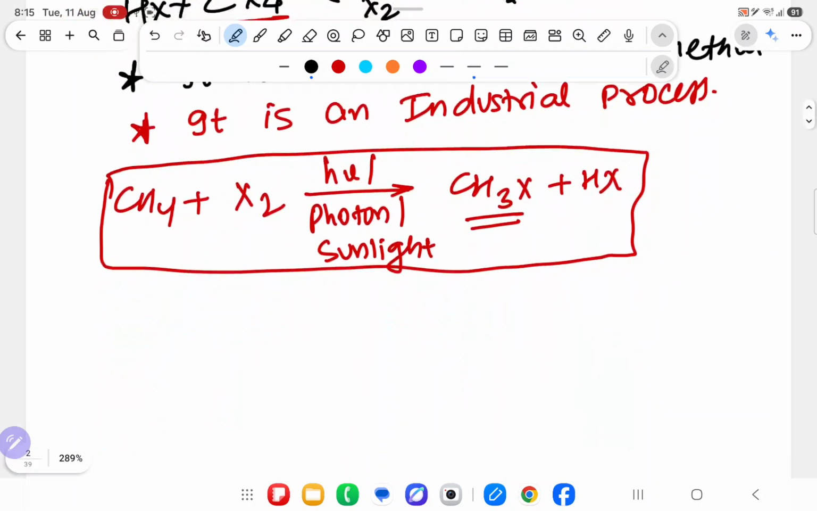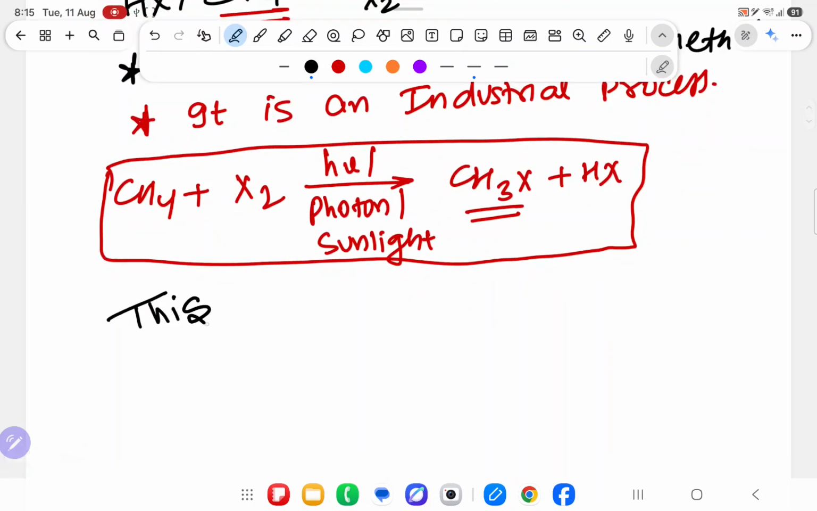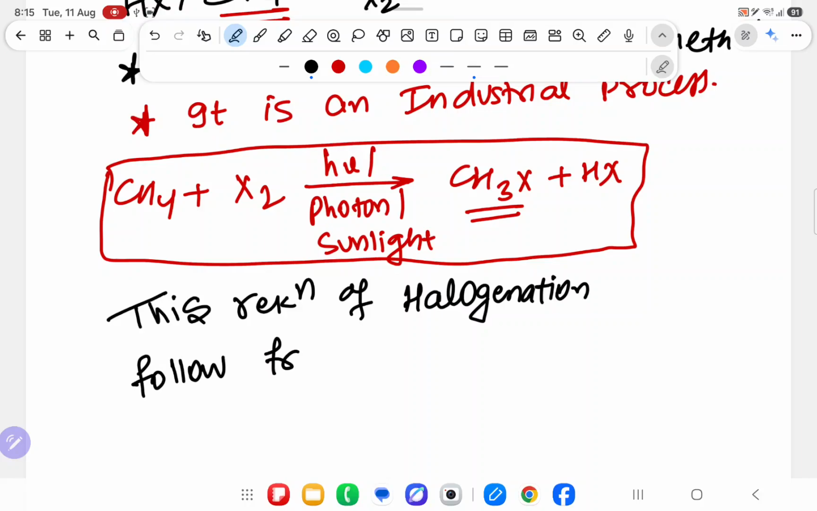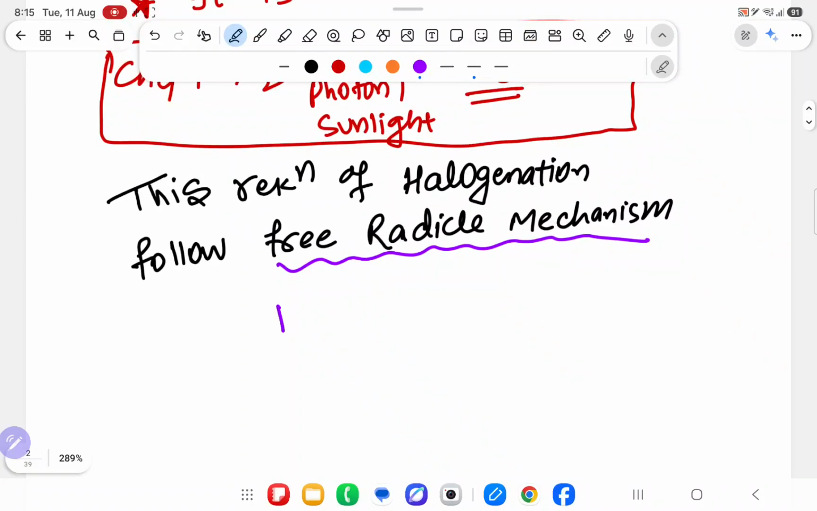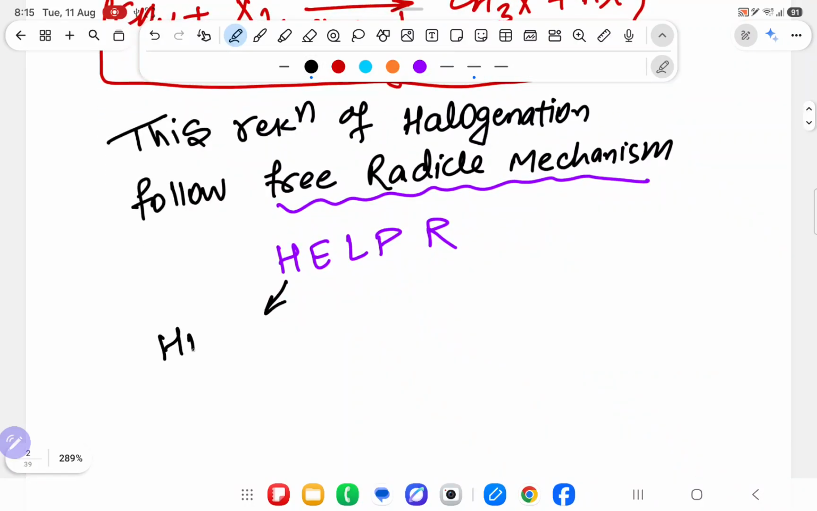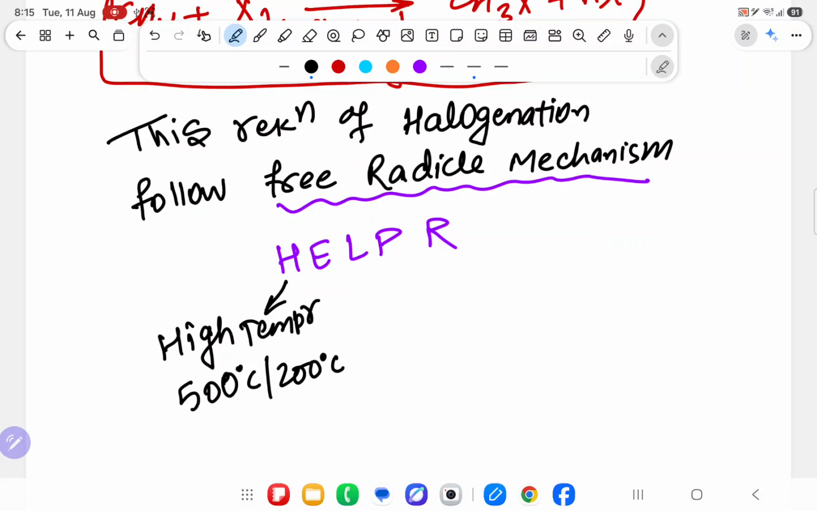Now this reaction of halogenation follows free radical mechanism. Which mechanism will it follow? Free radical mechanism. Sir, how do you know that it is free radical mechanism? Understand, whenever they write heat or high temperature, these all will follow free radical, like any place written 500 degrees Celsius, 200 degrees Celsius, some high temperature is given, you have to understand this is a free radical mechanism. If any place written electricity, you will say it is free radical mechanism.